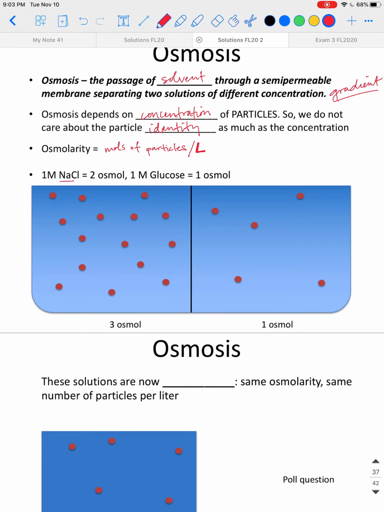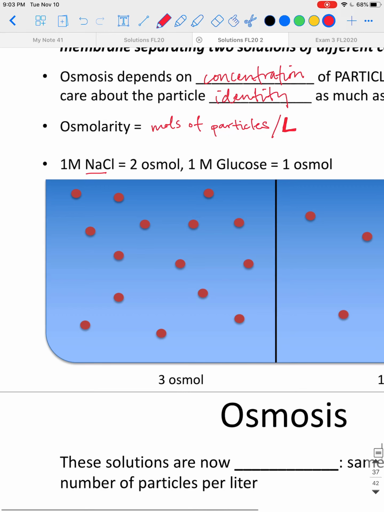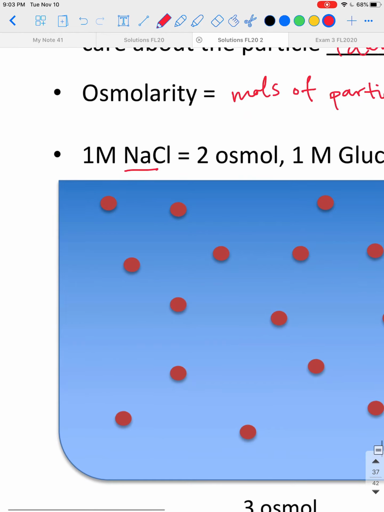Looking at these two figures, actually, what does this say right above it? 1 molar NaCl. So for example, how do we apply osmolarity to compounds and things like that? If we had 1 molar NaCl, remember that this M stands for moles per liter, right? Moles per liter. So if we have 1 molar NaCl, we have 2 osmoles.